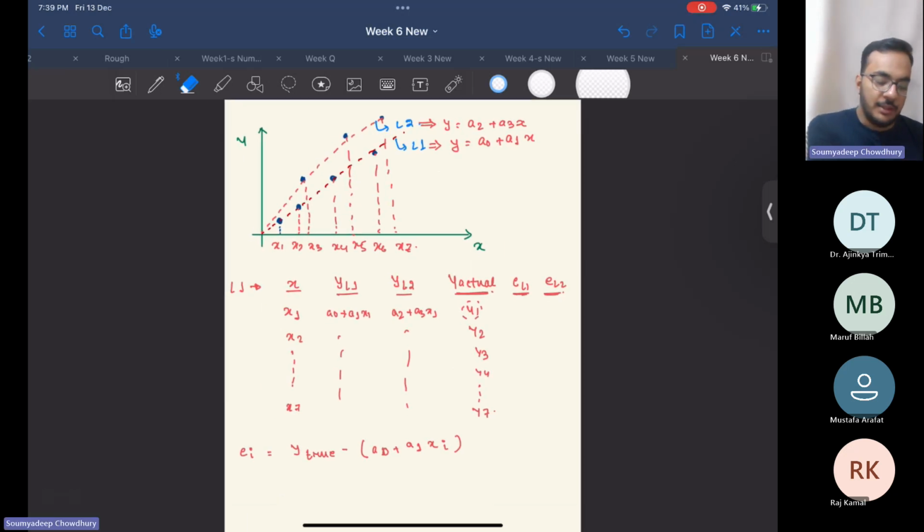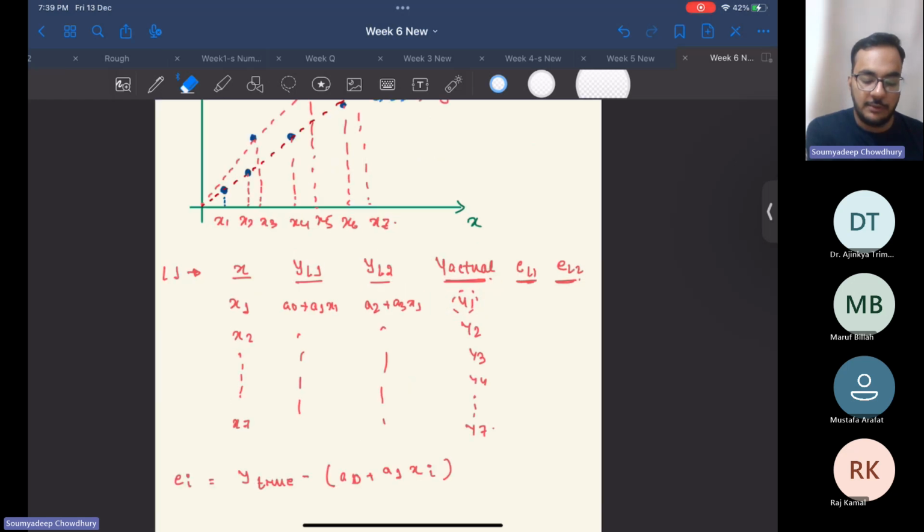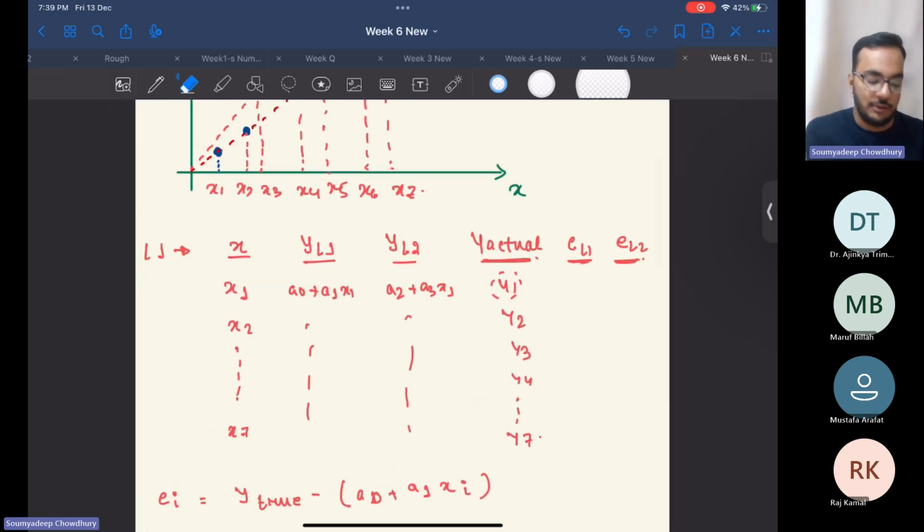Okay, so the thing is, you have your data points, x1 to x7, and you also have the values of y for those particular x1 to x7. So you make a table with x1 to x7 in one column and y actual, that is y1 to y7, in another column. Then you find out the value of y predicted by line L1 and the value of y predicted by line L2.